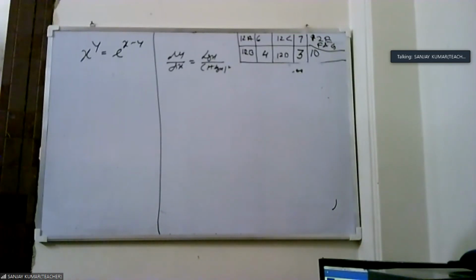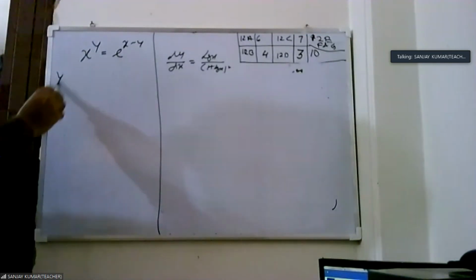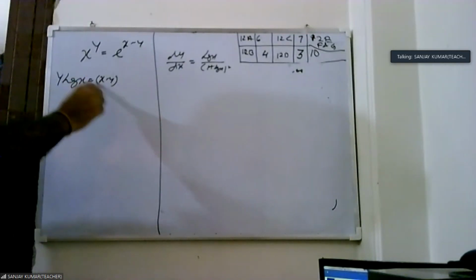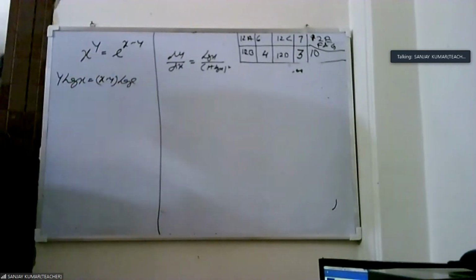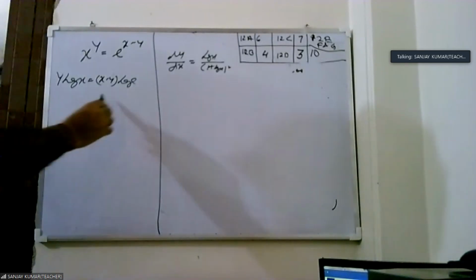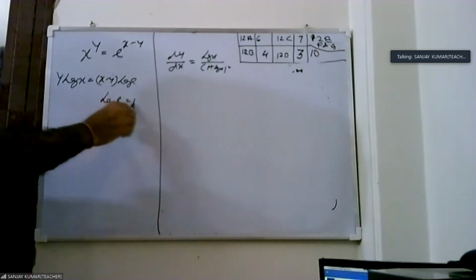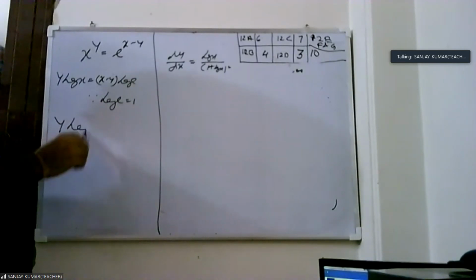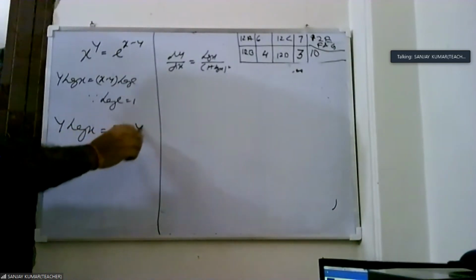That is x to the power y equals e to the power (x minus y). So this is clearly a question of log. When we apply log here, we get y log x equals (x minus y) log e. The value of log e is 1. I told you this a long time ago. So this is y log x equals x minus y.